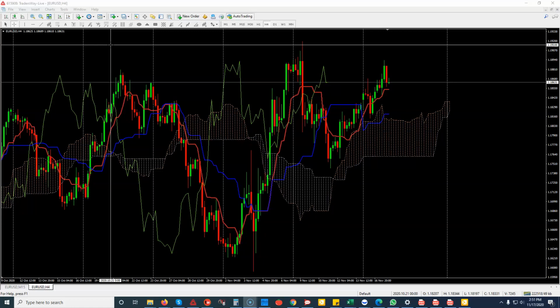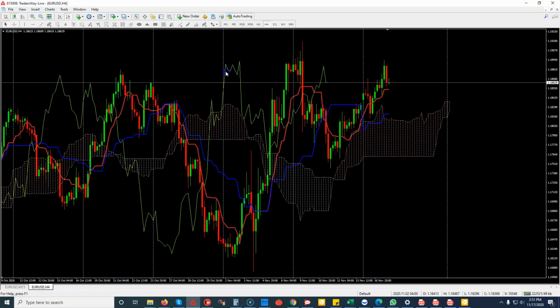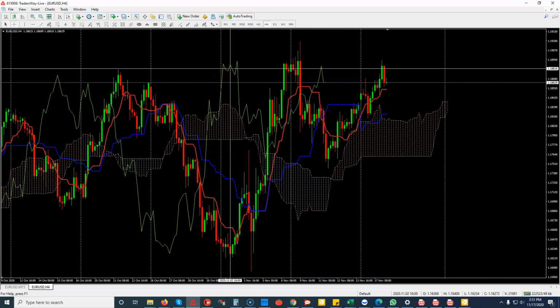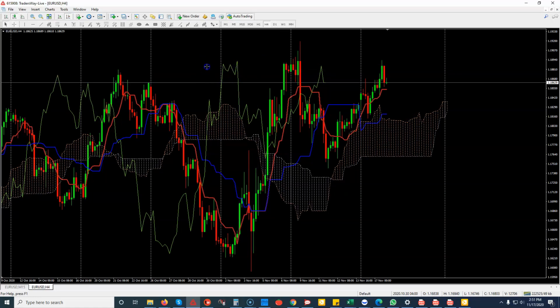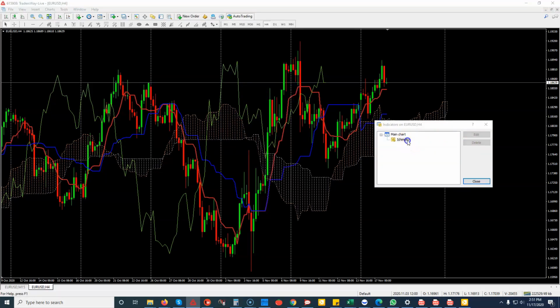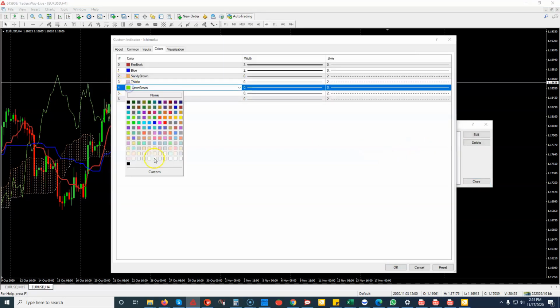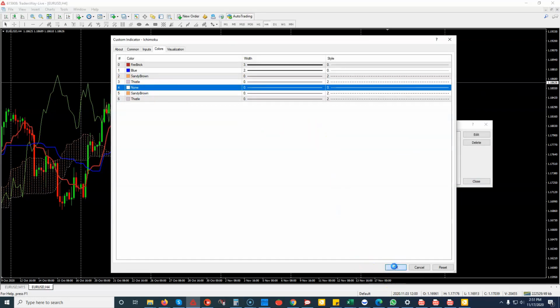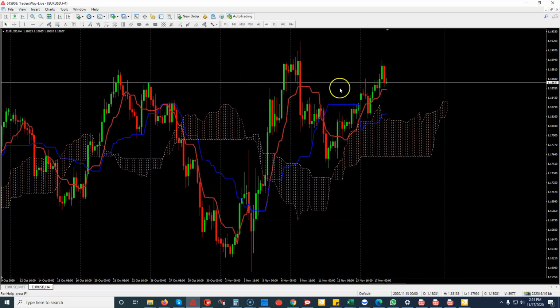So the first thing that I want to do is take off this greenish line. Can't really tell what color it is from here, but it's called the Chiku span, and it's a lagging indicator. For our strategy it's not super important, so I just hide it, because the Ichimoku is already a pretty noisy indicator, so having that Chiku span off helps see things a little more clearly.